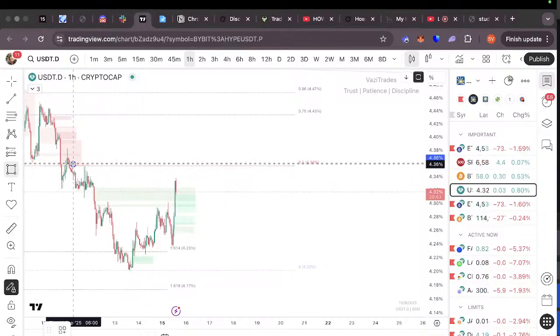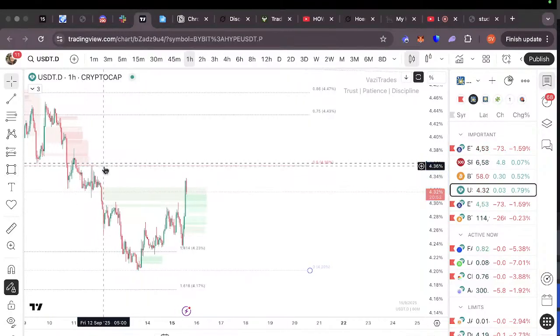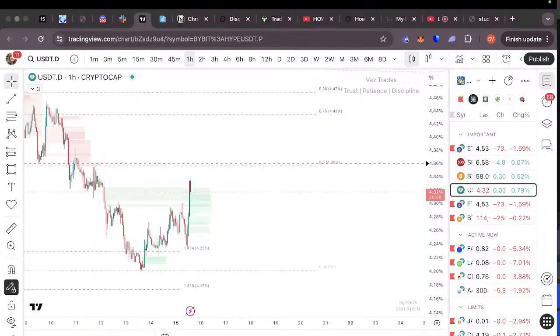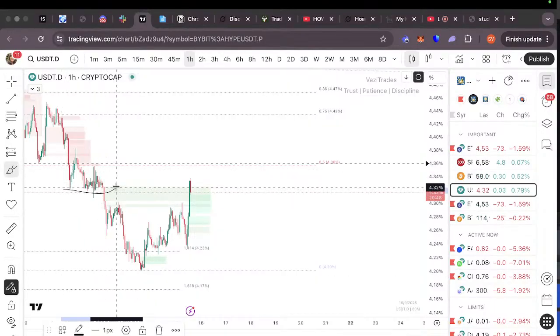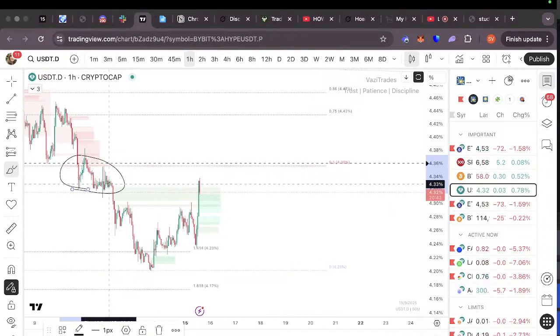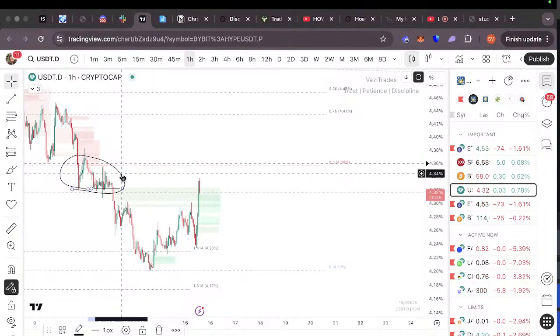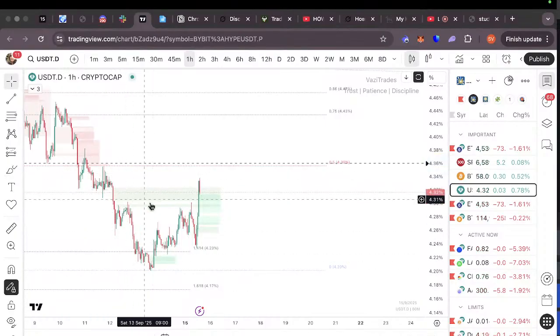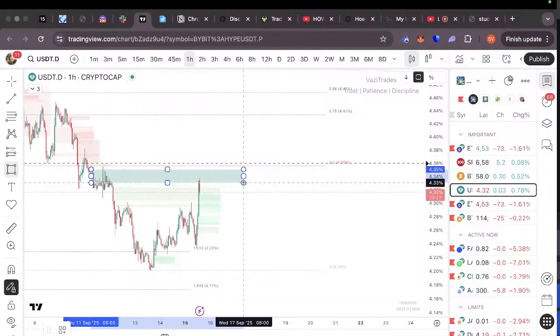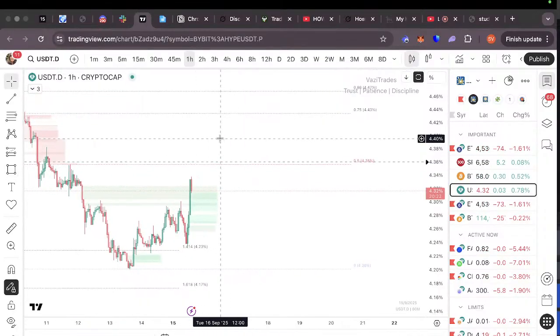But rejecting from this resistance zone. We can see that before this was standing as a consolidation area, and after giving a drop, US dominance started to downtrend strongly. So to continue a bullish trend, US dominance needs to give a breakout above this resistance area here, which is not happening right now, and it is good.